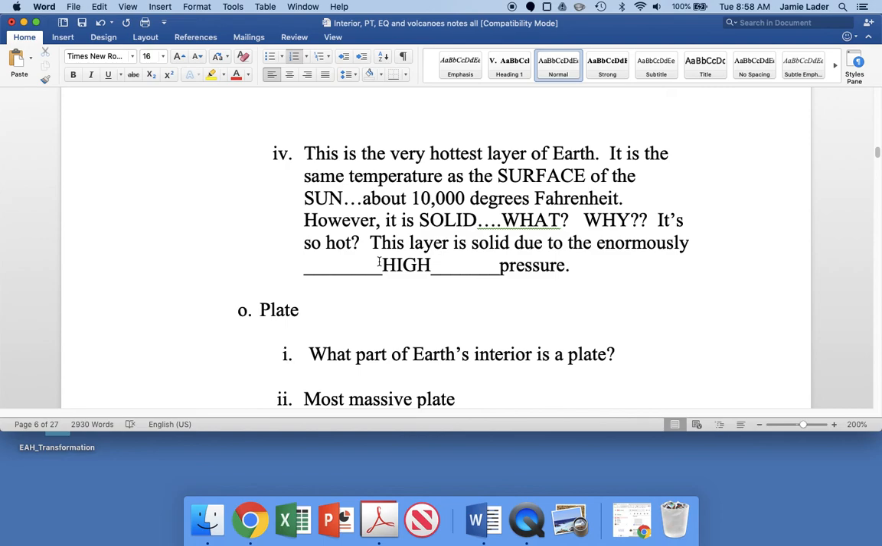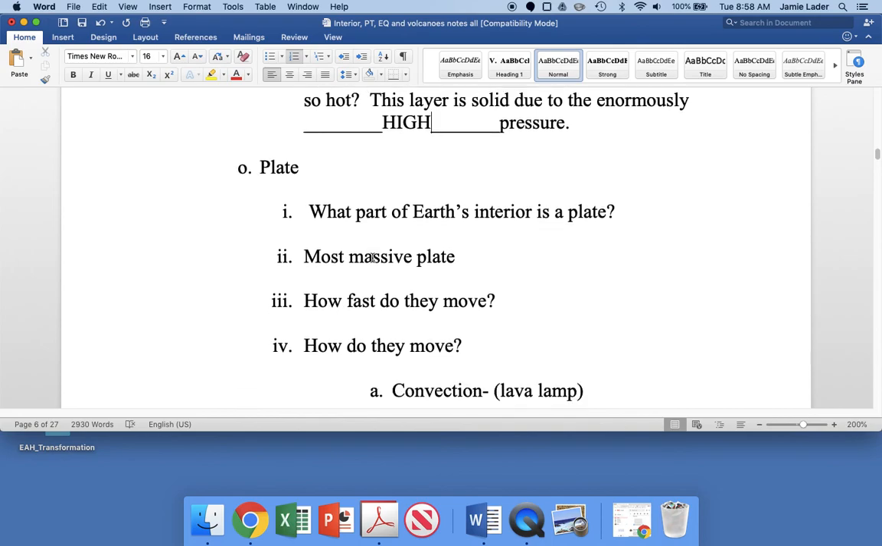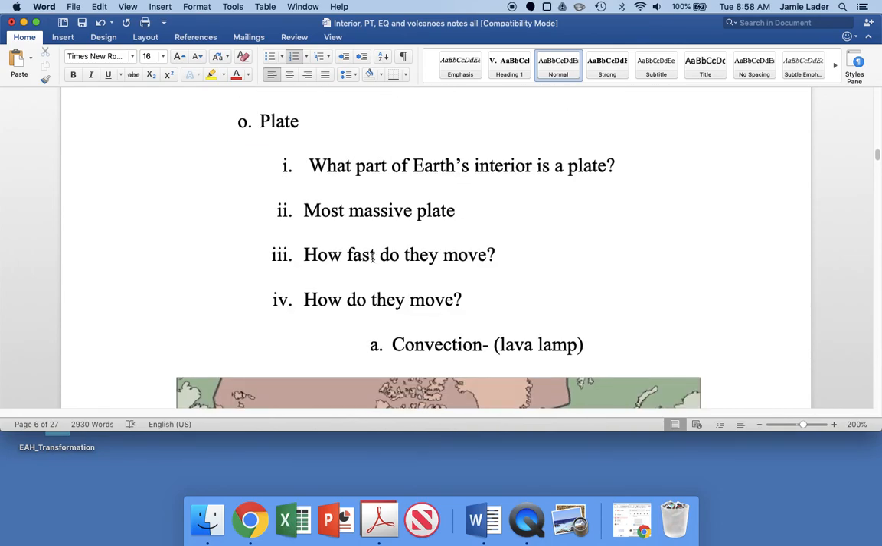So let me say that again. If you increase pressure, you increase the temperature at which something melts. So because the pressure is so high down there, you would have to get the temperature to be much, much, much higher down there to make it melt. Okay? And that, guys, is the end of the layers of the Earth.